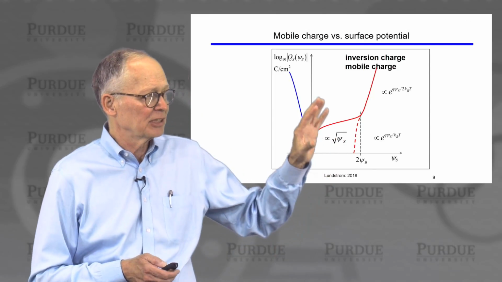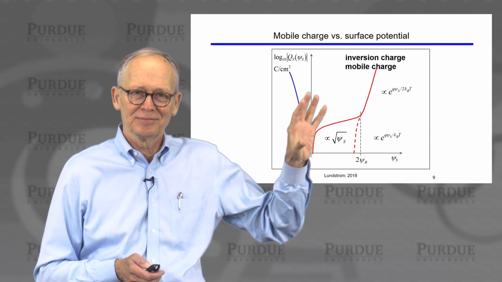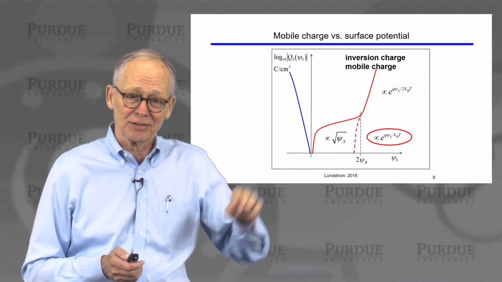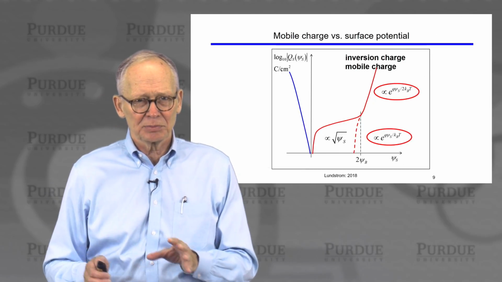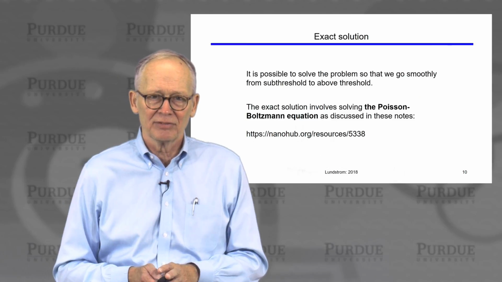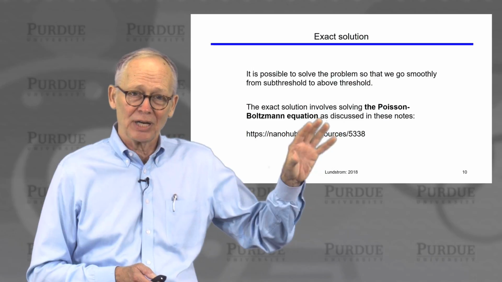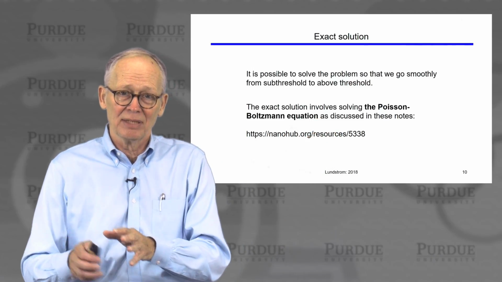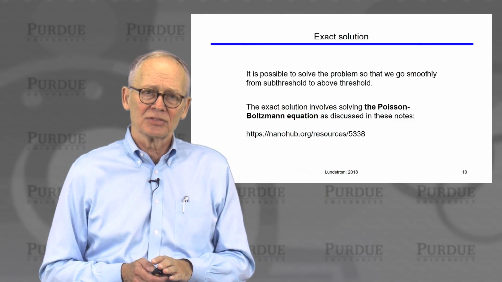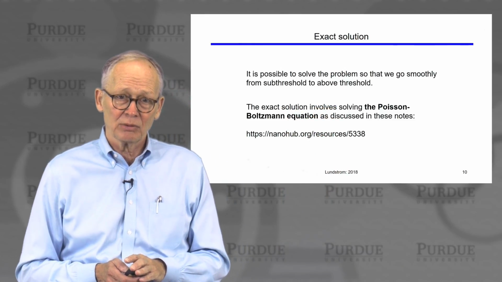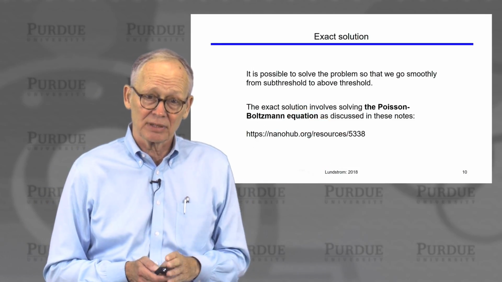So we've been able now to explain quantitatively some of those features that I've been stating qualitatively in earlier lectures. So these are some important takeaways. Charge varies exponentially with surface potential, but there's a different numerical factor above and below threshold. So as I've mentioned, there is an exact solution for this whole problem. We don't have to do it separately below and above. We can do the whole thing exactly. If you want to see how that's done, it involves solving something called the Poisson-Boltzmann equation, and some notes that work this out completely are available at this particular website.